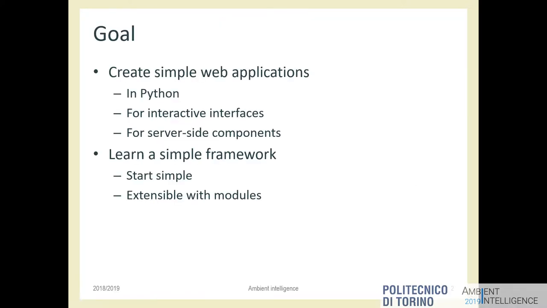So the basic technologies are the same, the basic way of constructing applications is the same. The difference is that in one case you are generating HTML pages, and in the other case you are just exchanging data, usually formatted in the JSON format. And the second case is also the norm for interacting with other kinds of IoT devices or cloud services. But one piece at a time. So first of all, we need to learn how to create a simple web application in Python. We start with creating websites for interactive interfaces, and later on we'll see how it applies also to server-side interfaces.